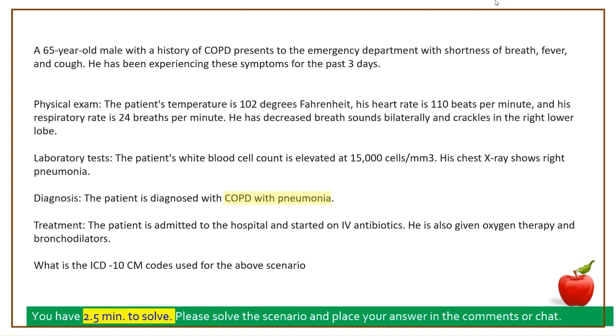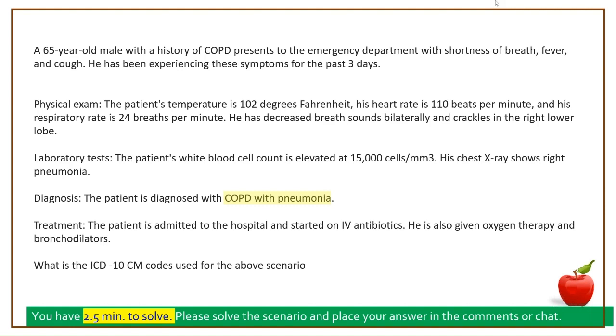A 65-year-old with a history of COPD presents to the emergency department with SOB, fever, and cough. He has been experiencing these symptoms for past 3 days. On physical examination, the patient's temperature is around 102 degrees Fahrenheit. His heart rate is 110 beats per minute, and his respiratory rate is 24 breaths per minute. He has decreased breath sounds bilaterally and crackles in the right lower lobe. Laboratory test: the patient's WBC is elevated at 15,000 cells per mm3, and his chest x-ray shows right pneumonia.